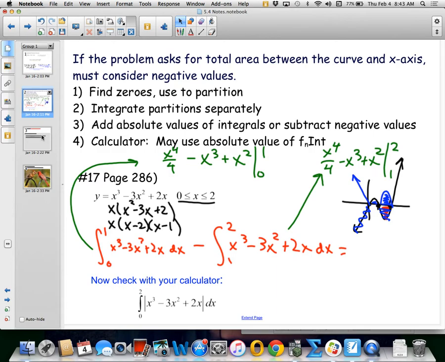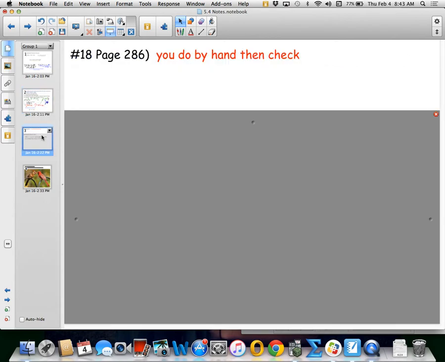Okay, so if you guys would try number 18 on page 286, I want you to do it all by hand, and then I want you to do it on your graphing calculator and check yourself. I'm going to give you a few minutes.